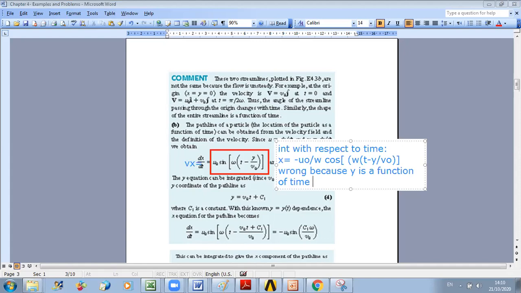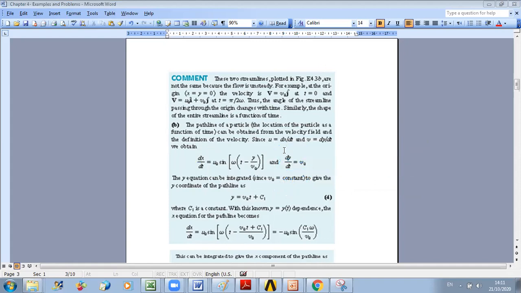In the previous one, when you integrate with respect to x and y, t is a parameter. t is not a function of x and it's not a function of y. x is a function of t and y is a function of t. So here, because in your expression of x you have y, the first step you should do is to find y as a function of time and then replace. This is why, as we said, we will not start by finding x, we will start by finding y.